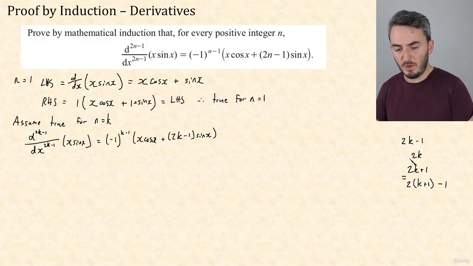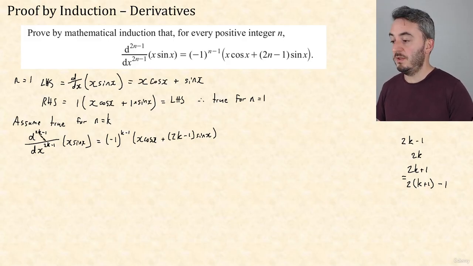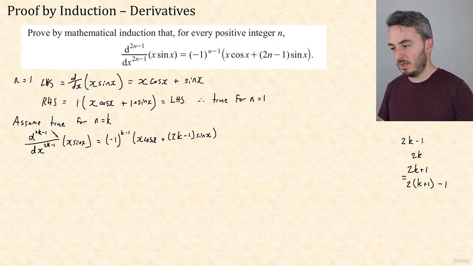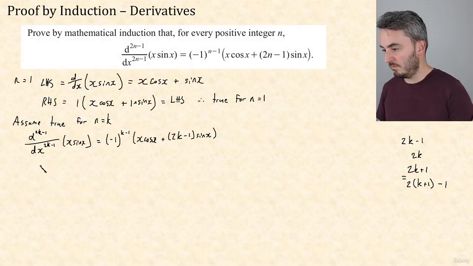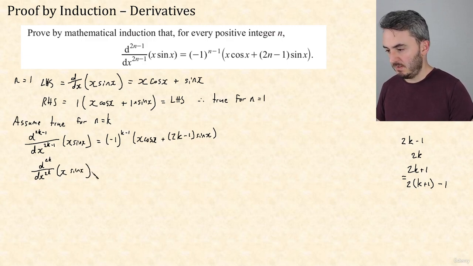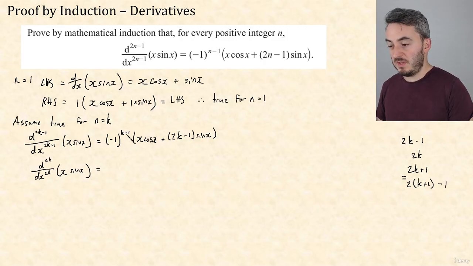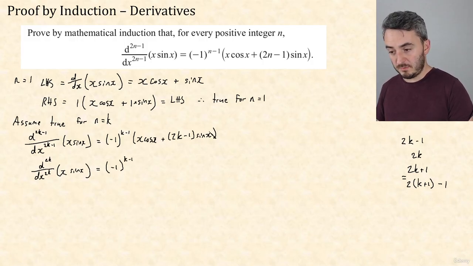I want the k to go up by 1, so I'm going to have to differentiate twice. Differentiating twice causes the k value to go up by 1, so I'm going to have to differentiate this 2 times. So differentiating again, I get d2k over dx to the 2k of x sine x is just the derivative of all of this. Okay, so that's just a constant out the front, so that's going to stay where it is. And now I'm going to differentiate all of this.